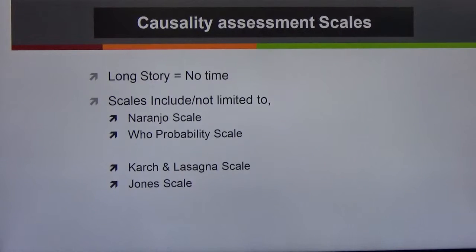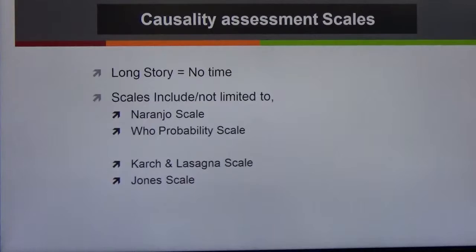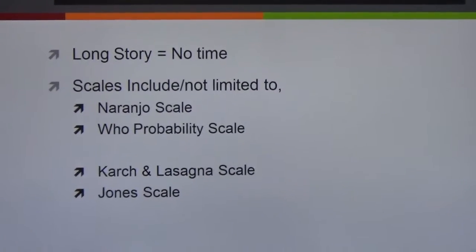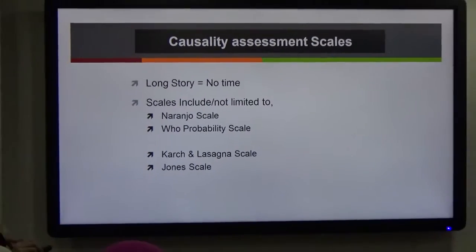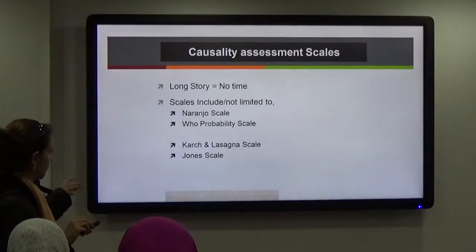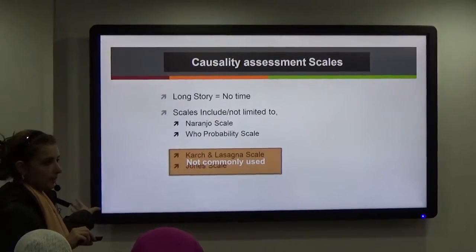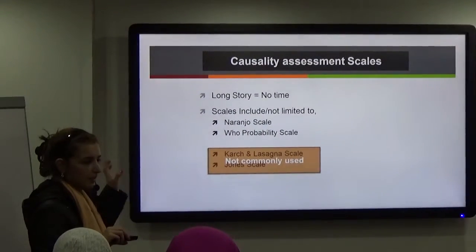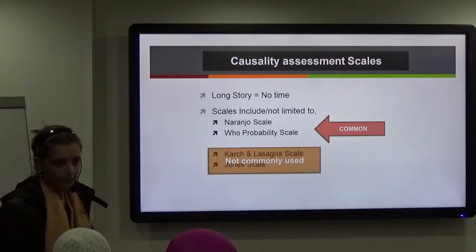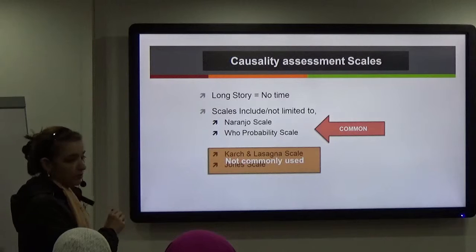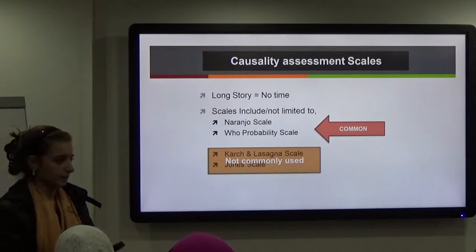It's a long story, no time to discuss it, but there are 2 scales for causality assessment. Mainly they are common, the Naranjo scale and the WHO probability scale. There are others, but I don't know anything about them, and I don't expect to know anything about them because they're not common. These are the common ones. And mainly the WHO probability scale is the easy one, that's more reliable.